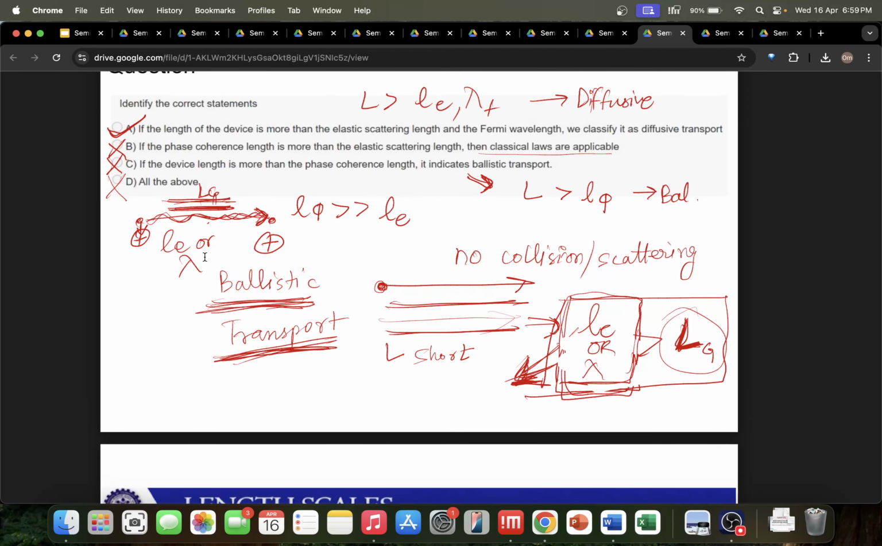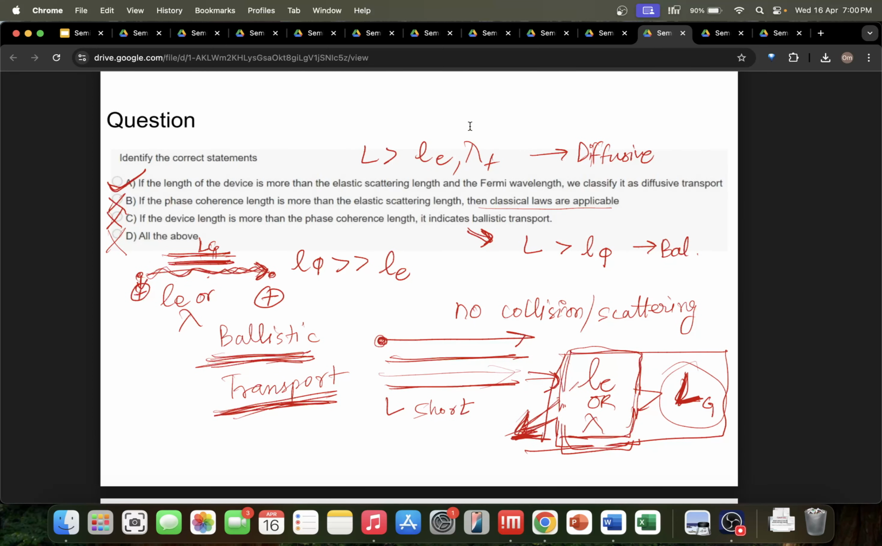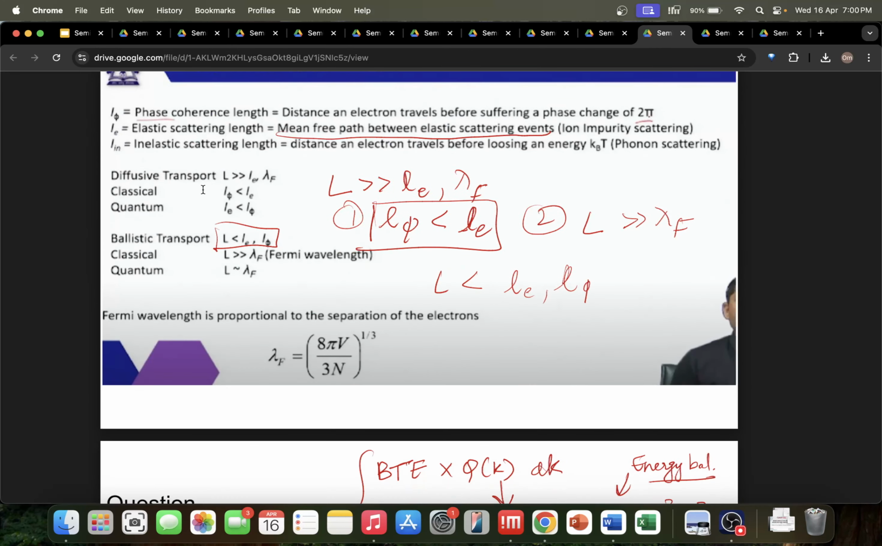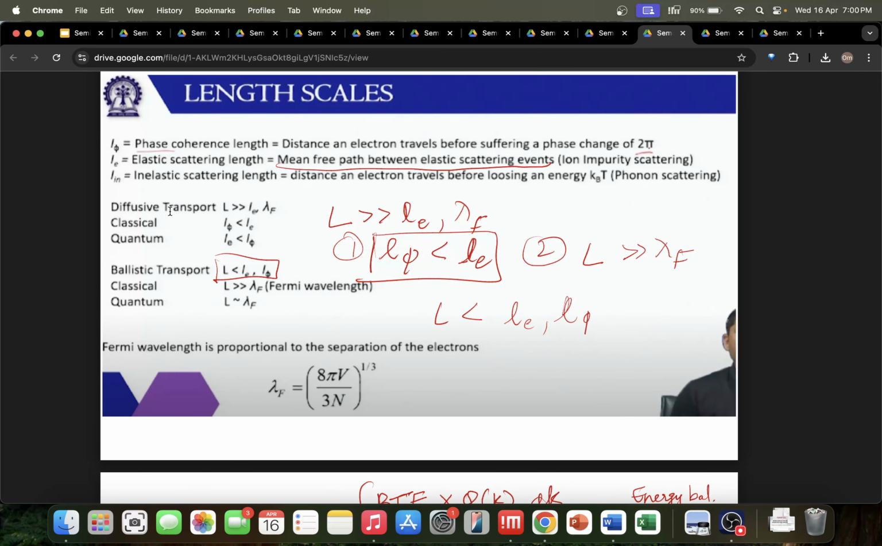Then there is ballistic transport, where the length is so small that it is smaller than the mean free path. That means there will be no scattering within this length; that is ballistic. It will shoot like a bullet, with no collision or scattering. The relationship between different coherence lengths, phase coherence length and elastic scattering length, is driven by these length scales, which determine diffusive, classical, quantum or ballistic transport.